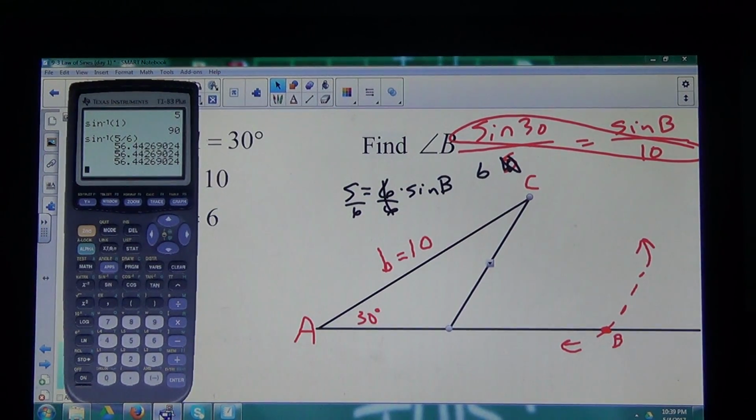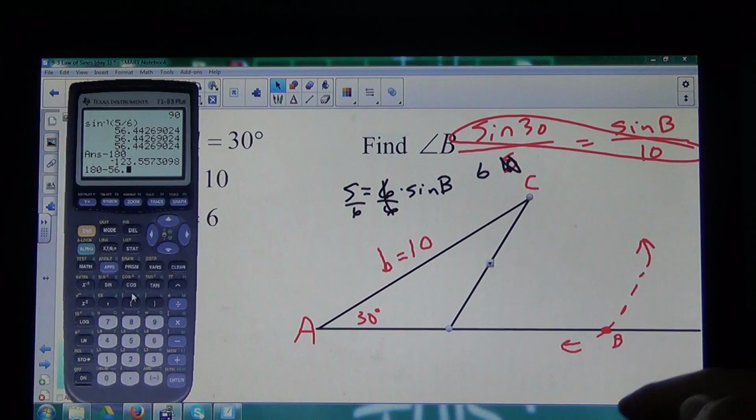If you're following along in the book, which is where this example is from, the other answer is 123.6 degrees. I do believe if I subtract from 180, I get 123.6 degrees. It'd be the other way around: it'd be 180 minus 56.4.